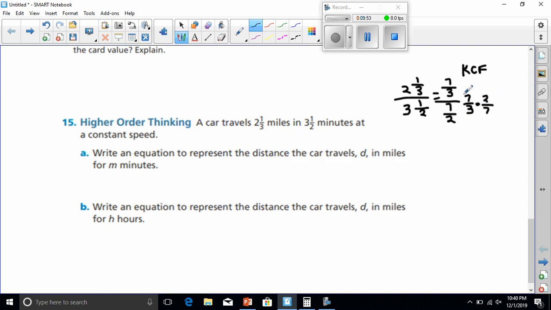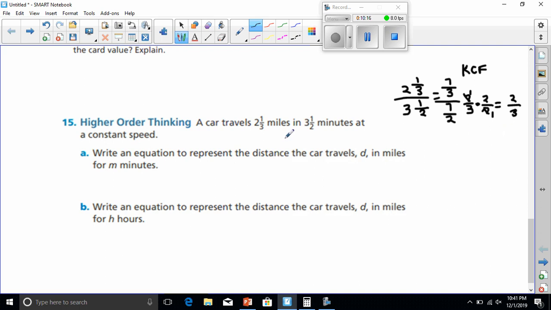And when we do that, we realize we're eliminating the 7s, turning them to 1s. And that's going to give us 2/3. 1 times 2 is 2, 3 times 1 is 3. So that means we're going to go 2/3 mile every minute. 2/3 of a mile every minute. Okay?